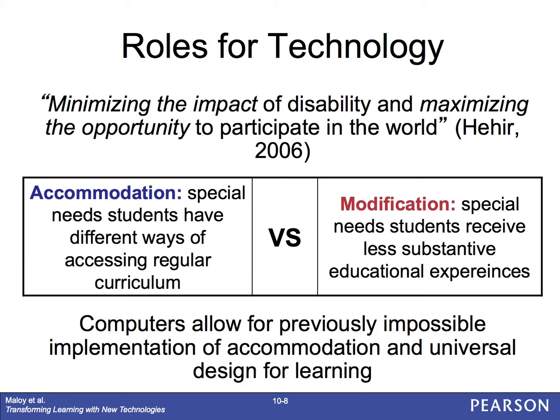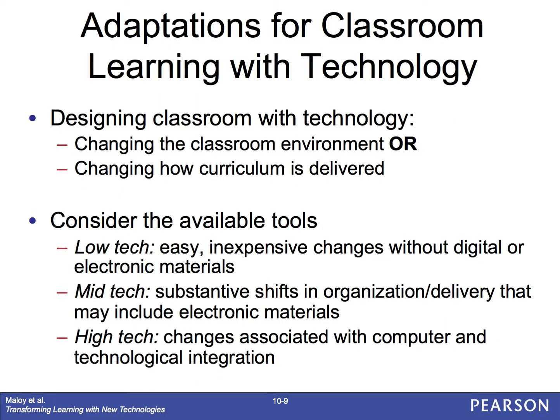It says computers allow for previously impossible implementation of accommodation and universal design for learning. So that's where we use technology to accommodate. Adaptations for the classroom, learning with technology. Well, your classroom is probably going to be designed for you in terms of technology. You're either going to have computers or you're not. You're either going to have some bells and whistles with technology or you're not. You can ask to have that stuff put in. If you don't, hopefully you can get it.